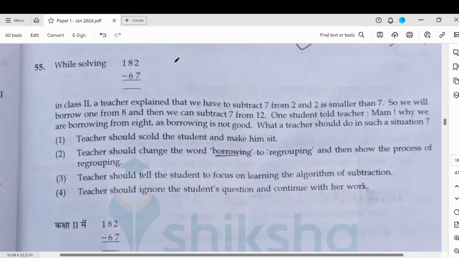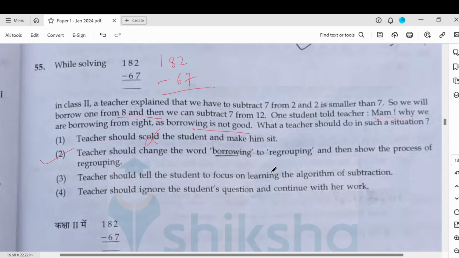Now here is another one on errors. While subtracting 67 from 182, we have to subtract 7 from 2. So we will borrow 1 from 8. Then one student says, ma'am, why are we borrowing? Borrowing is not good. Okay, so the language thing. What should the teacher do? So scold, no. Change the word, I guess, yes.